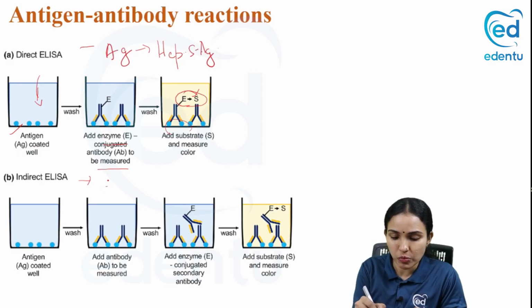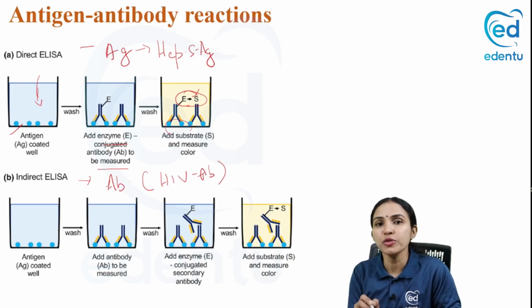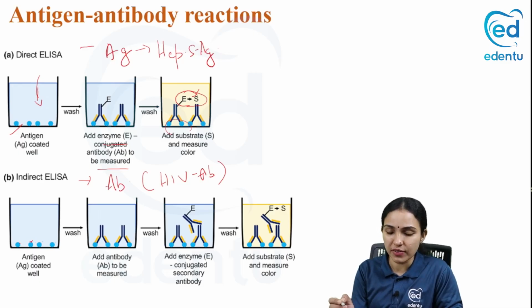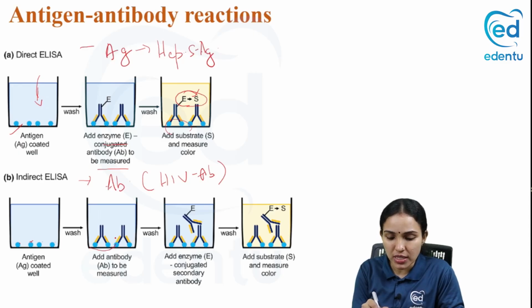So you're going to find out the presence of antibody, and suppose you're going to find out the antibody to HIV. Want to know whether the patient is HIV positive. What you do is you're already coating the well with antigens. So you coat the well with HIV antigens. Now you are adding the patient serum. Suppose the patient serum contains anti-HIV antibodies, they will bind to these antigens. So here you can see the antibodies have got bound to the antigens present in the well.